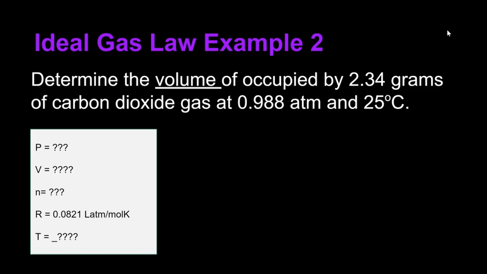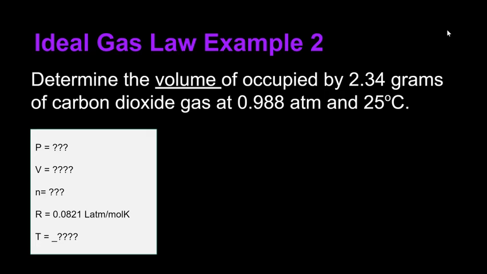Let's go ahead and take a look at the second gas law example, which will be very similar to the type of question you'll have on your mile marker, and that will be the second question. So they said, what is the volume that is occupied by 2.34 grams of carbon dioxide gas at 0.988 atmospheres and 25 degrees Celsius? So let's go through and first identify our variables.